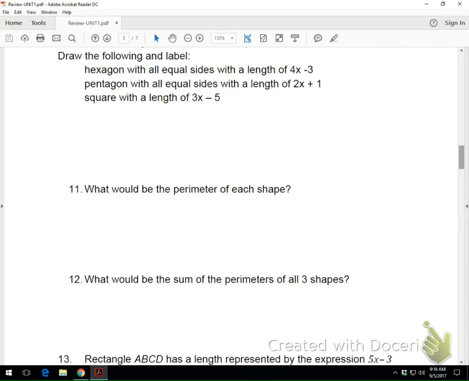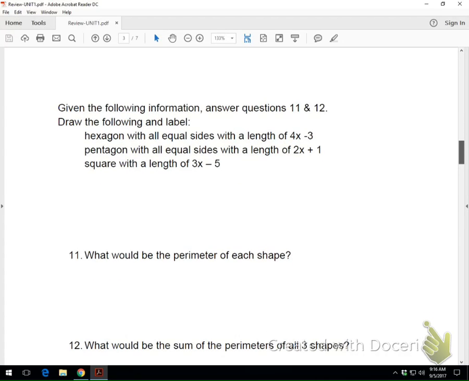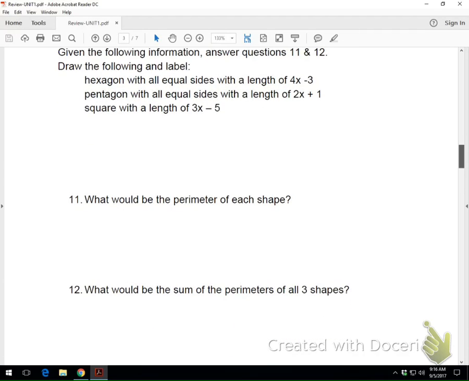Okay, so if you look at this top part for this next page, it says, given the following information, answer question 11 and 12. So this stuff goes for 11 and 12. It says, draw the following and label. So we have a hexagon with all equal sides with a length of 4x minus 3. A hexagon has how many sides? 6. So it kind of looks like this.